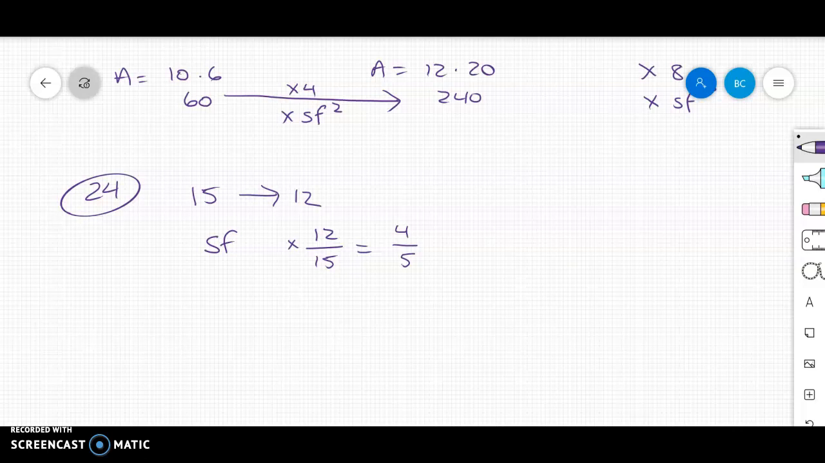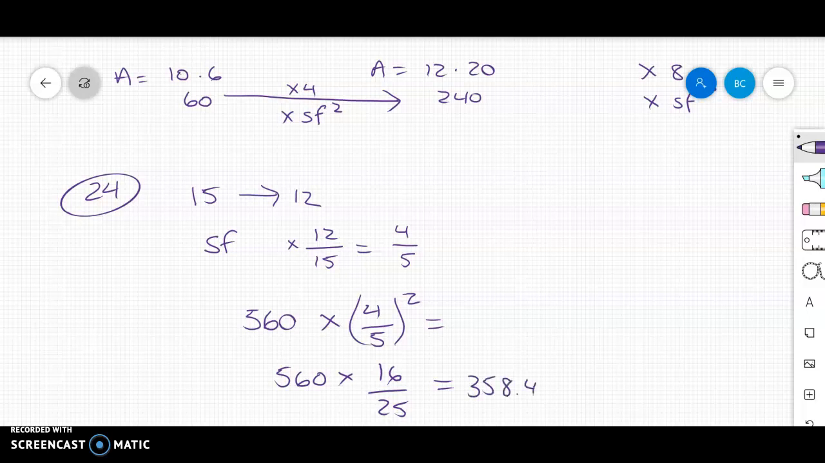Double check my math there. So if it tells me that the surface area of the first one is 560, I know that I'm going to multiply that by the scale factor. But we're talking about surface area, which is a square measurement, so I'm going to square that. So I get 560 times 16/25, which equals 358.4 feet squared.